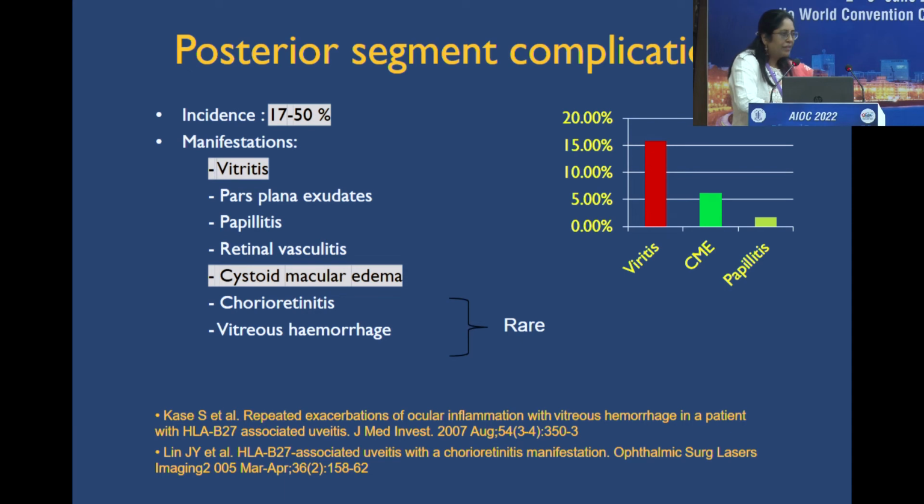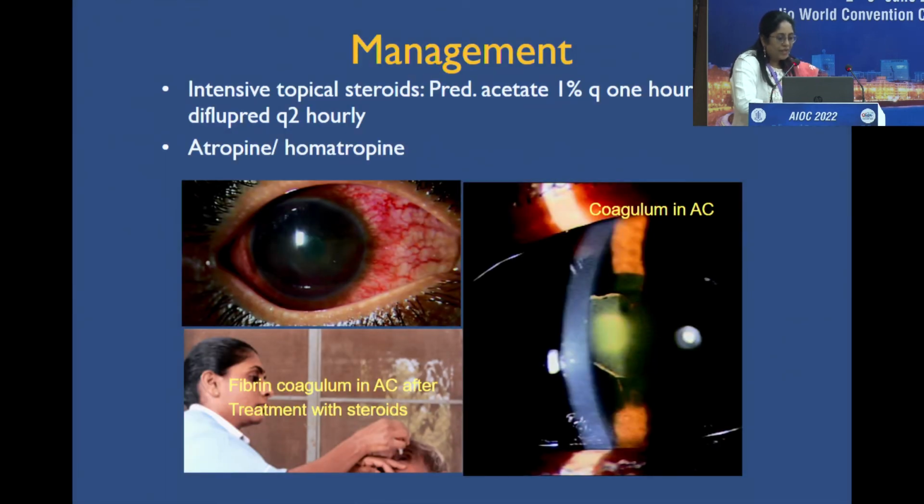Cystoid macular edema is more related to the chronicity of the disease, the multiple episodes, and perhaps inadequate or less aggressive treatment. And chorioretinitis and vitreous hemorrhage are extremely rare. So intensive topical steroids is the need, and of course mydriatic cycloplegic agents for these patients.